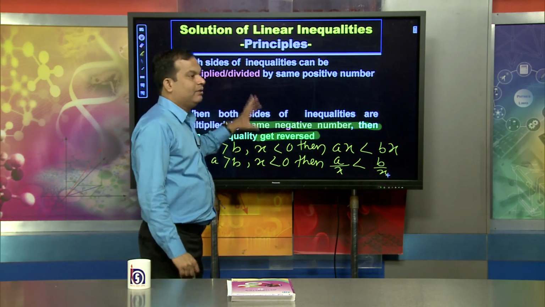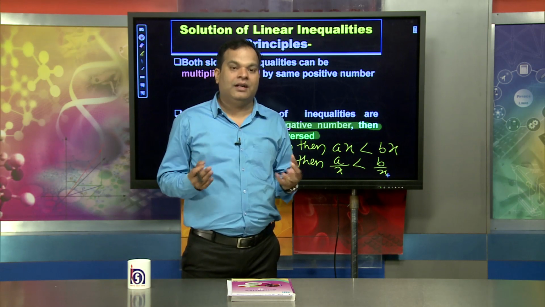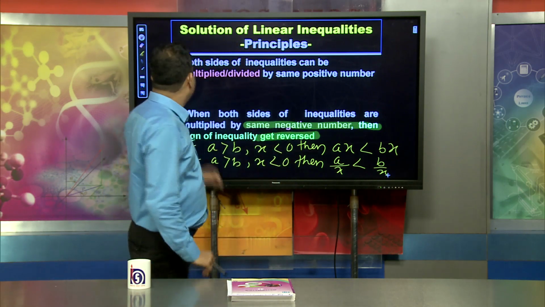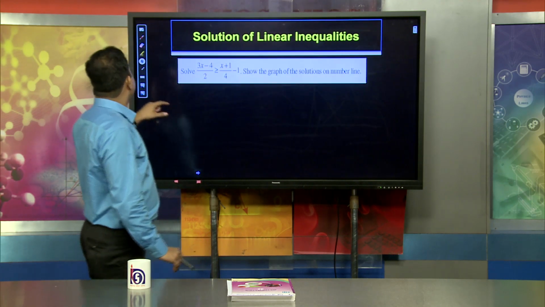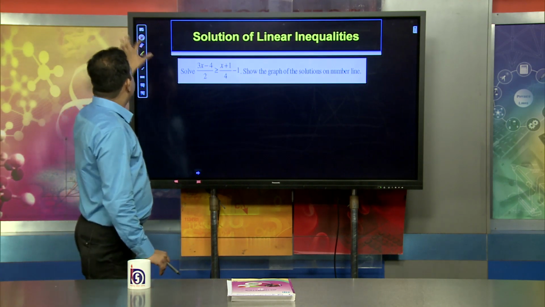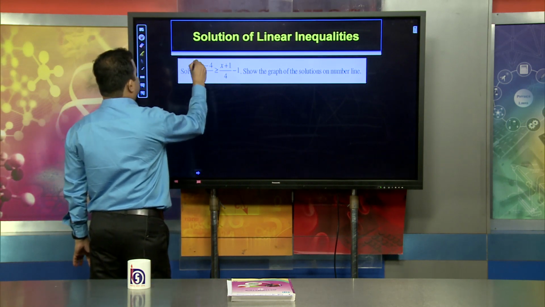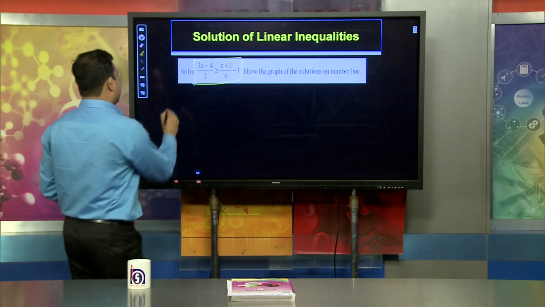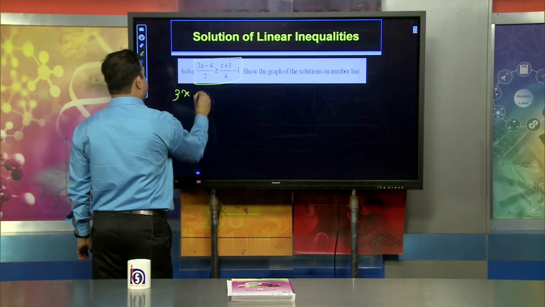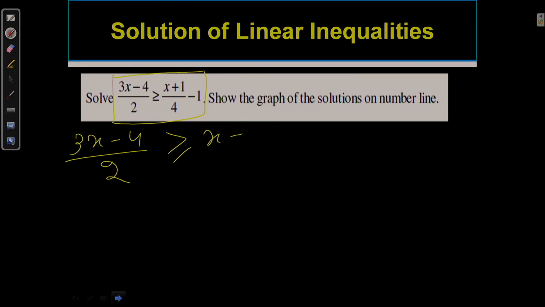This is the most important principle when we solve a linear inequality. Let us take an example to understand. Suppose the question given is to solve this linear inequality: (3x minus 4) by 2 greater than or equal to (x plus 1) by 4 minus 1.